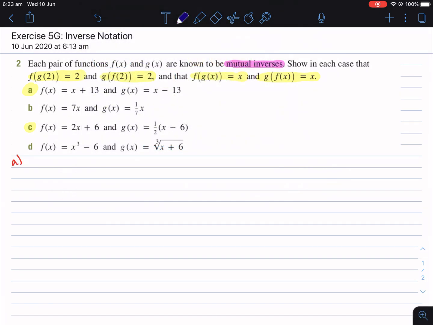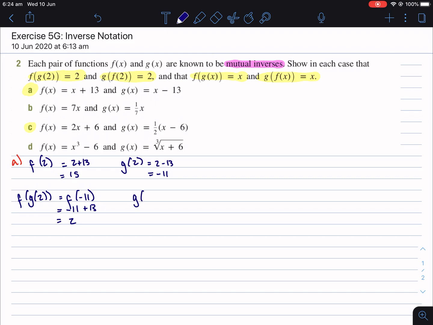We've got f is x plus 13, g is x take 13, so f of 2 is 2 plus 13, which is 15. g of 2 is 2 take 13, which is negative 11. Now, f of g of 2, I'm doing this the wrong way around, is f of, well, g of 2 came out as negative 11, which is negative 11 plus 13. So I'm just replacing the x with negative 11, which is 2.